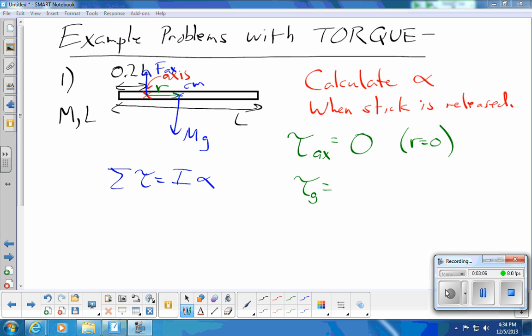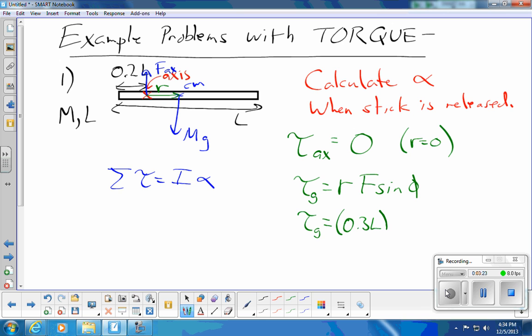The distance from the axis to the point of application of the force is R. And so I'm going to write the general equation for torque, R F sine phi, and then apply it to this particular situation. And in this case, the R is equal to 0.3L. The force is m times g, and phi, again, is the angle between these two vectors drawn tail to tail. I'll do a quick sketch off to the side of R and mg. And there's a 90-degree angle between them. And so I'm going to say sine of 90 degrees, and that gets us 1.